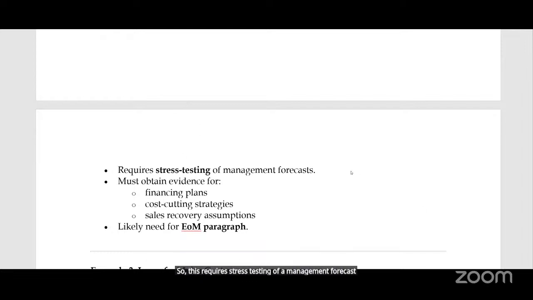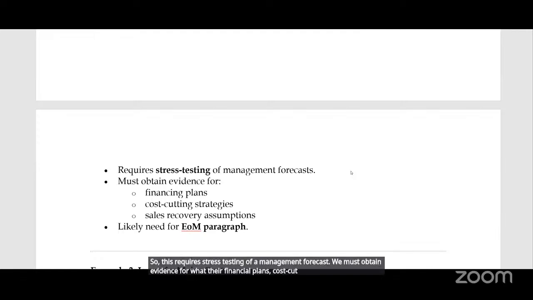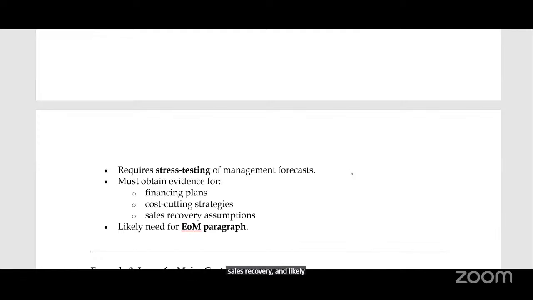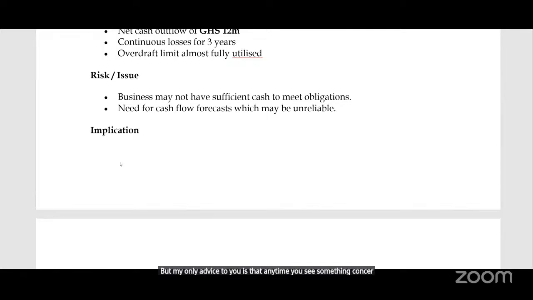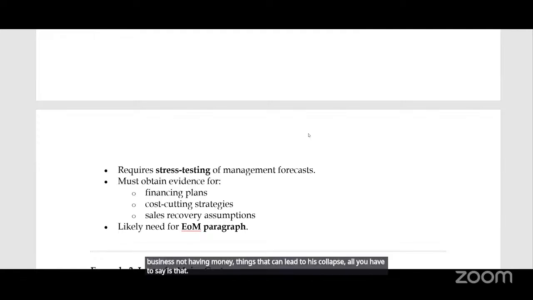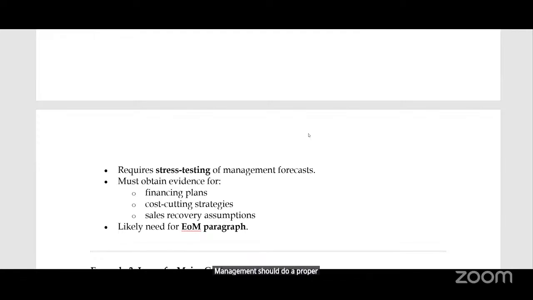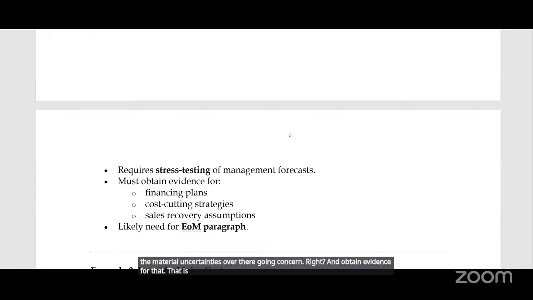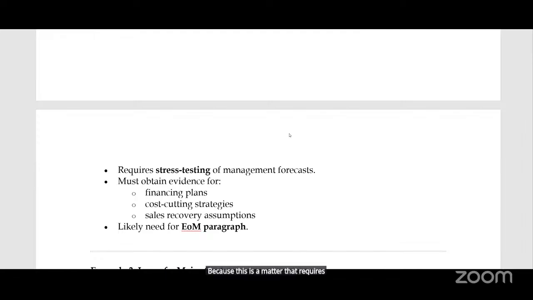We must obtain evidence for what their financial plans, cost-cutting strategies, sales recovery, and likely the need for an emphasis of matter paragraph. Now look at this. I know some of these things you might not remember, but my only advice to you is that anytime you see something concerning business not having money, things that can lead to its collapse, all you have to say is that management should do a proper test. I get to know, or check the material uncertainties over their going concern, right? And obtain evidence for that. That is all. Then the auditor will issue an emphasis of matter paragraph because this is a matter that requires emphasis. That's all. I hope it makes sense.